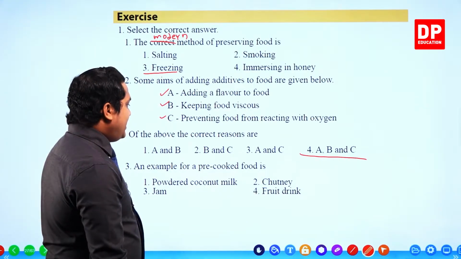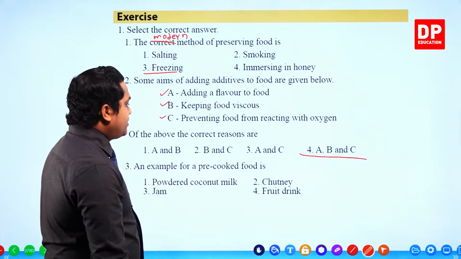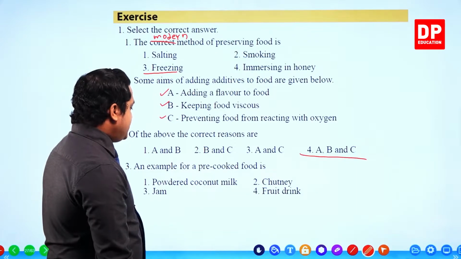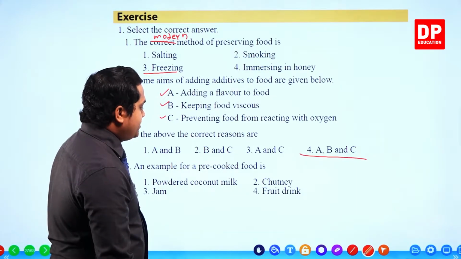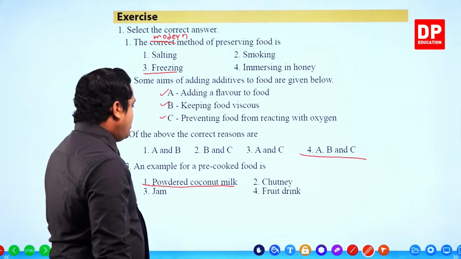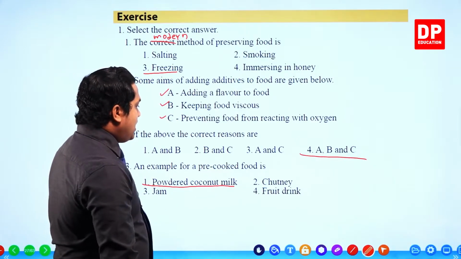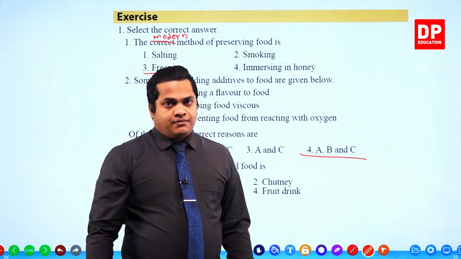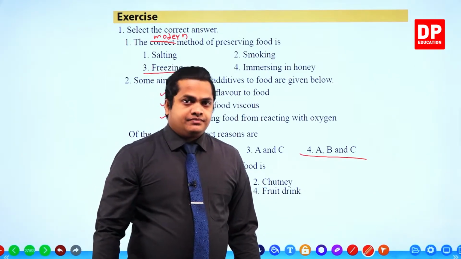Example for a pre-cooked food, processed or pre-cooked food. Chutney, fruit drinks and jam are incorrect, my dear children. This powdered coconut milk, that's a pre-cooked food item. Okay, it's a pre-cooked food item.